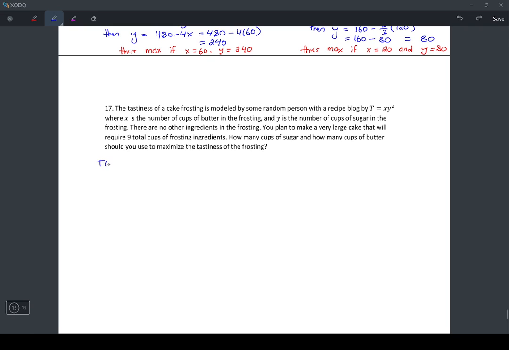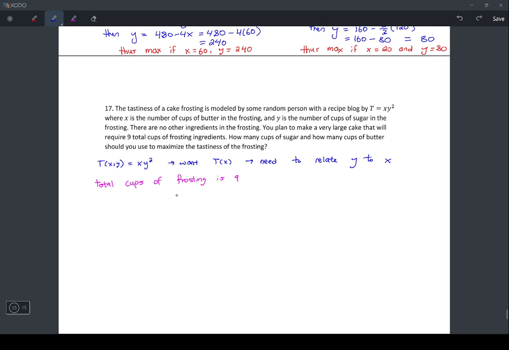So I'm going to first draw an analogy to the previous question to say that our tastiness function has 2 variables in it. And we want a tastiness function of just the x variable only, 1 variable. So we need to relate y to x. And fortunately, we can do that because the total cups of frosting is 9.